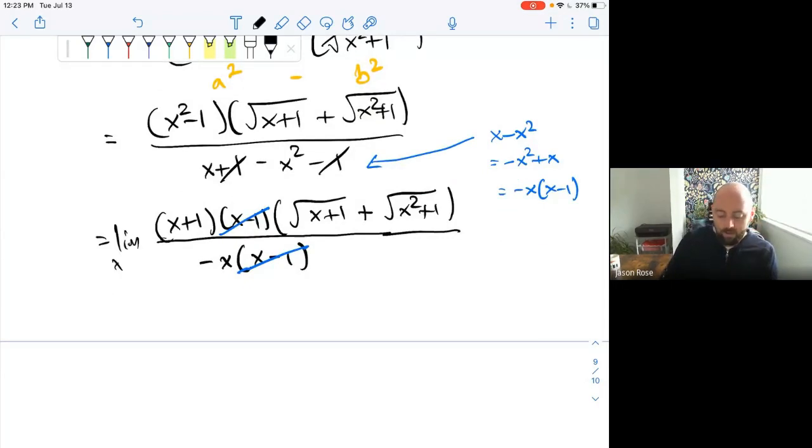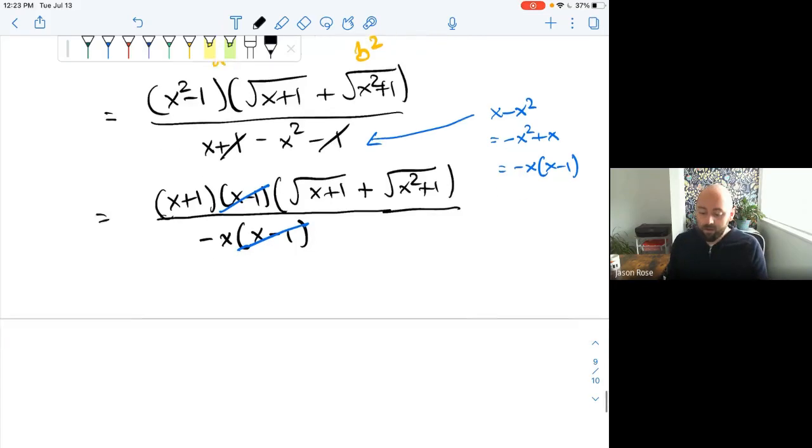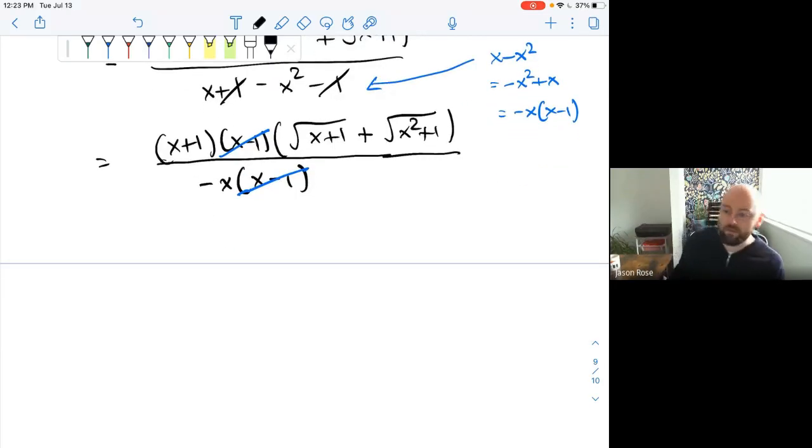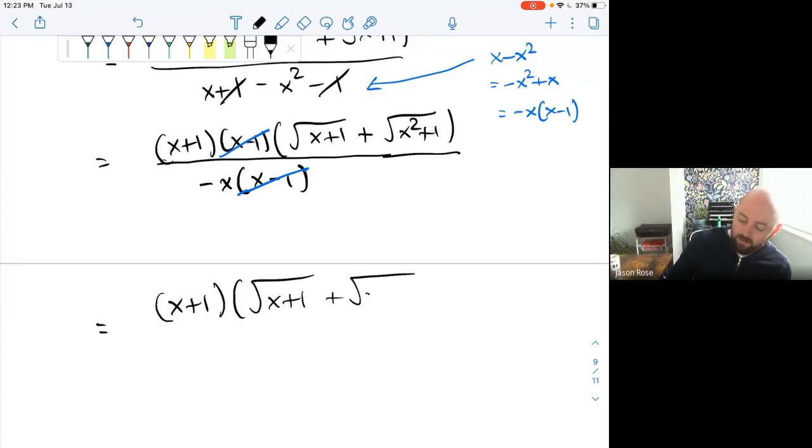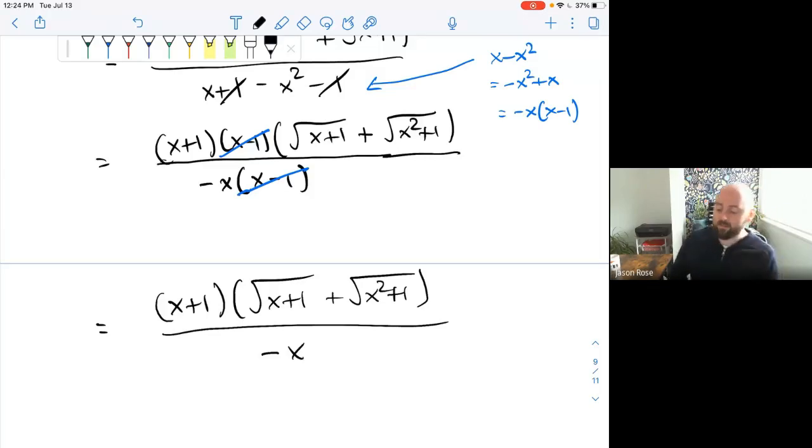Limit as x goes to 1. I can now plug it in and I can solve. So if you remember your limits, that's something that's going to be coming soon. But we're not talking about limits in this course. We're just talking about radical expressions and reminding about all that. So in the end, what we have is x plus 1 times root x plus 1 plus root x squared plus 1, all divided by negative x. That would be your final answer.